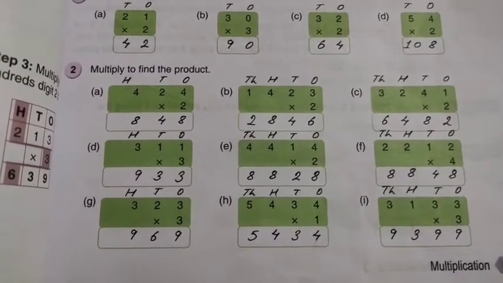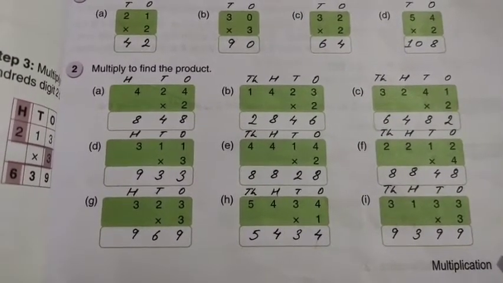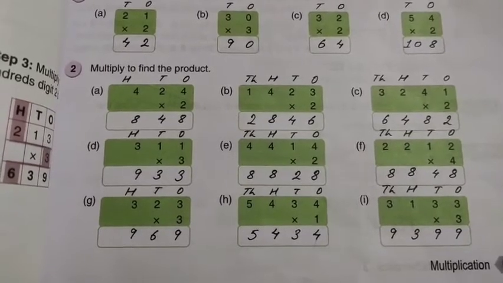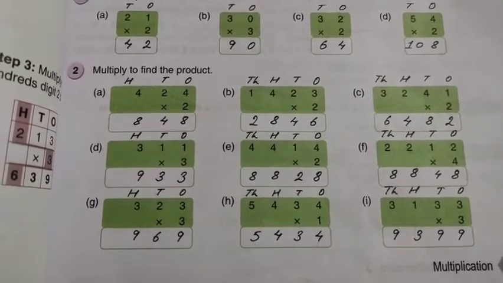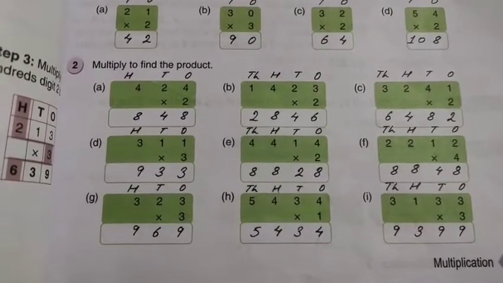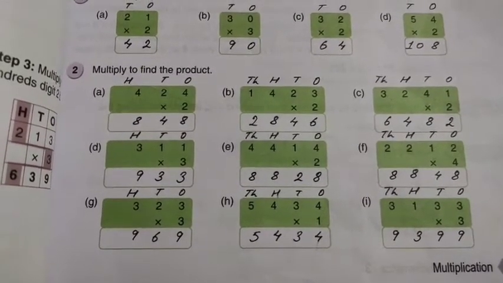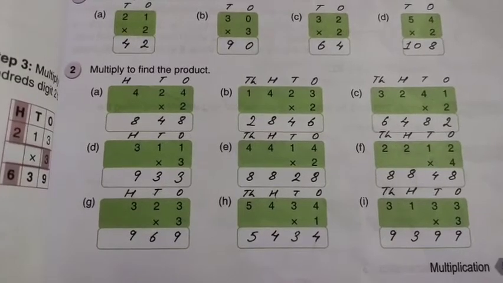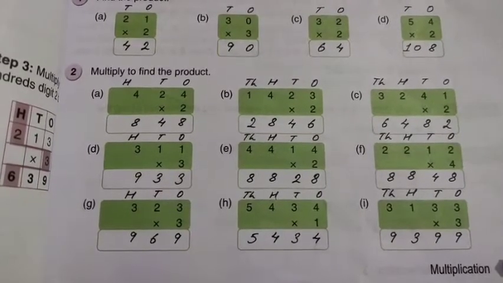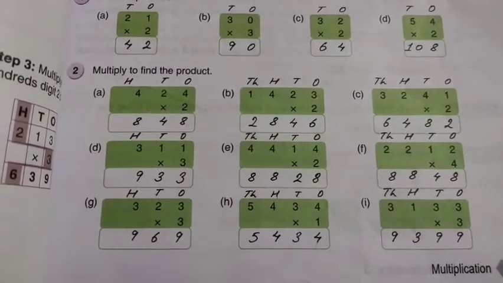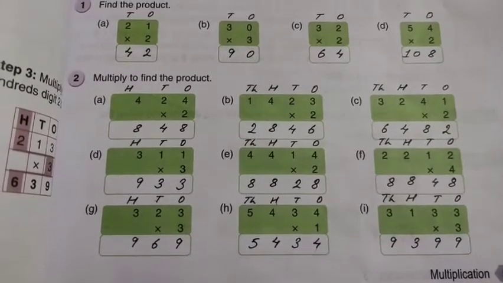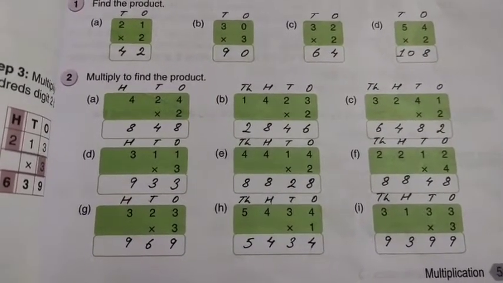Next, 3241 by 2. 3241 multiplied by 2. First let's start with the ones place. 2 ones are 2, 2 fours are 8, 2 twos are 4, 2 threes are 6. So 6482 is your answer. I hope it's clear to all of you. It's very easy. Next, D.